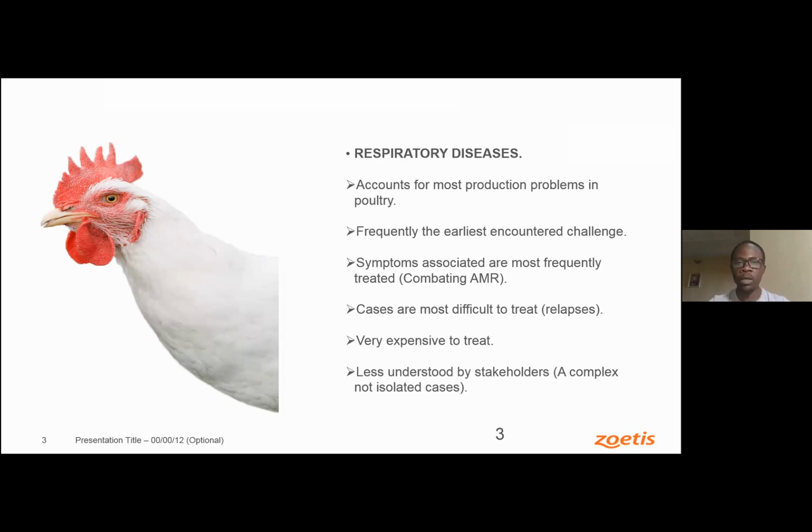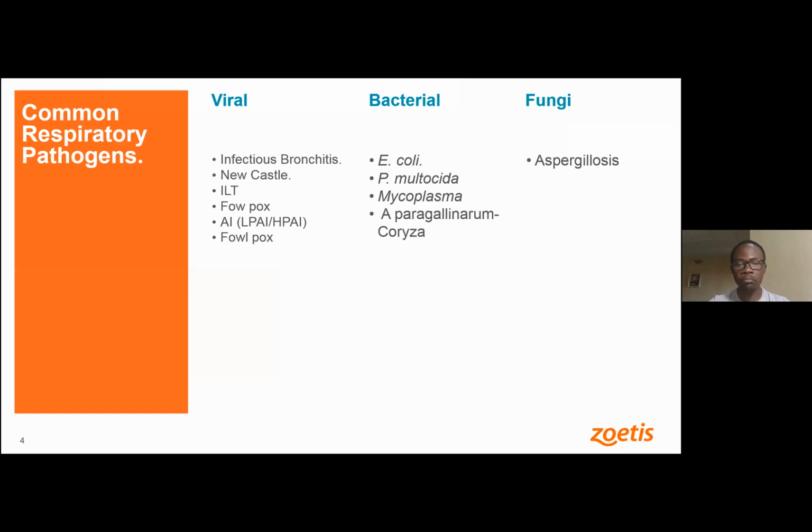If you listened to Chris very well, you noticed he talked about super infection by E. coli and a lot of stuff. And that's exactly what we mean when we are talking about complexes in respiratory diseases. They are so complex. So a quick glance through some of the respiratory pathogens that we know. I'm sure we are familiar with the viral ones, but I'm sure somebody will ask me here, do we have fowlpox as a respiratory disease? Yes, we do, the wet form of fowlpox. Then we have the bacteria and then the fungi.